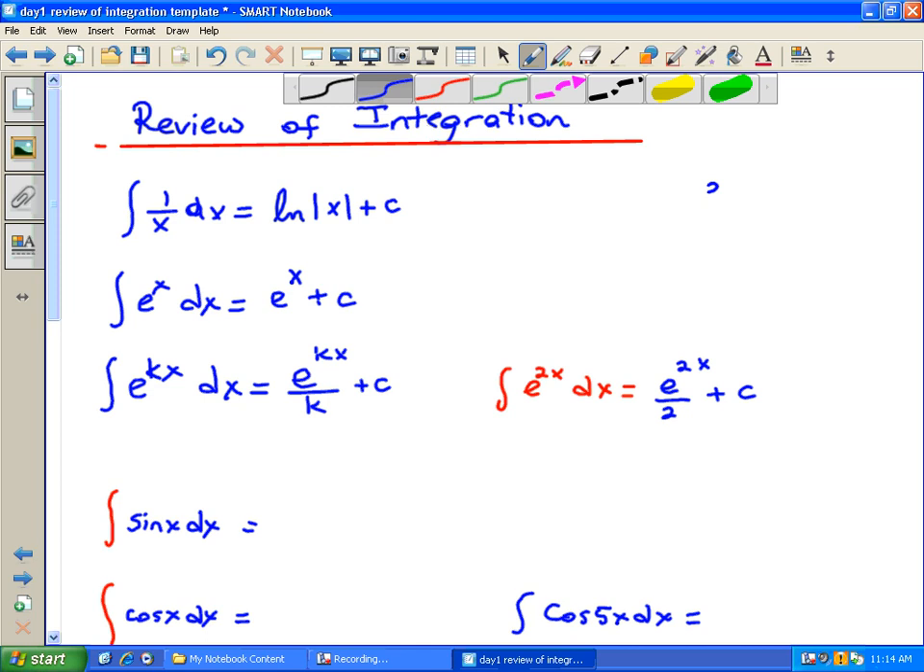But what if you were differentiating e to the 2x? Does anybody remember what happens then? That becomes 2 times e to the 2x, correct? In differentiation, by the chain rule, you multiply by the derivative of the power, right? It was e to the u times u prime, where in this case u is 2x.